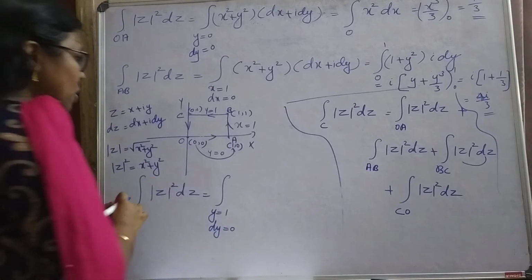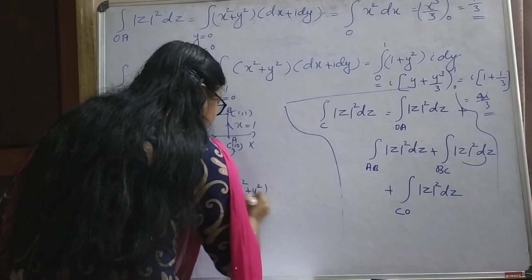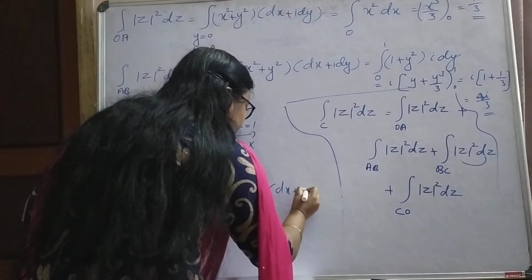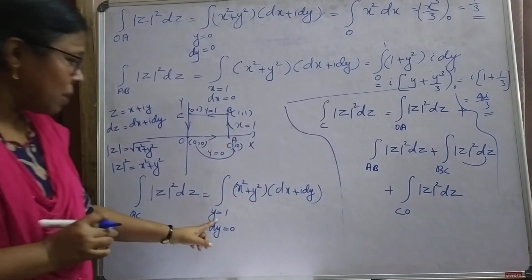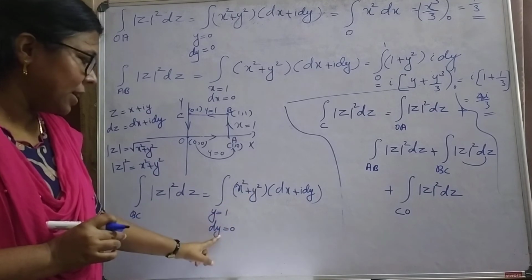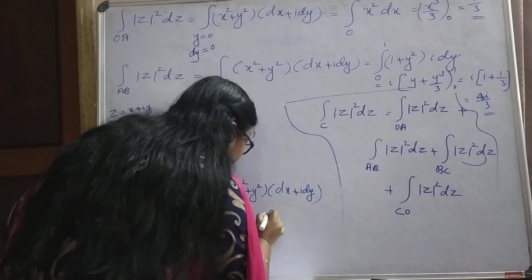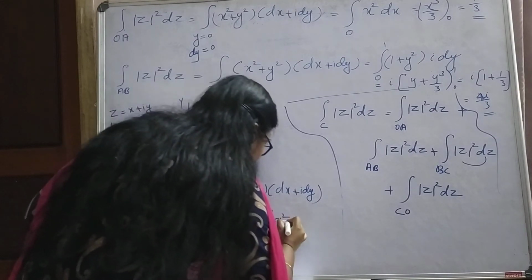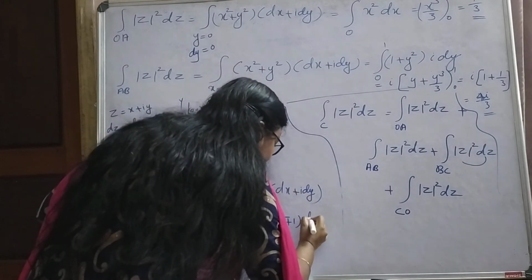What is |z|²? |z|² is x² plus y². dz is dx plus i dy. Now substitute the value of y and dy. Y as 1 and dy as 0, which is equal to the integral of (x² plus 1) times (dx plus i times 0).